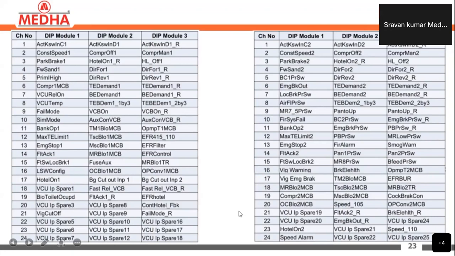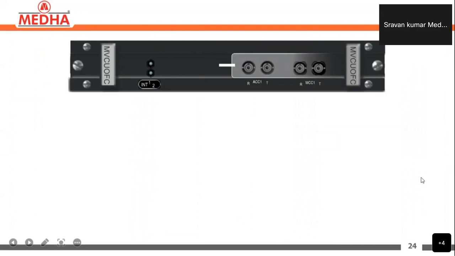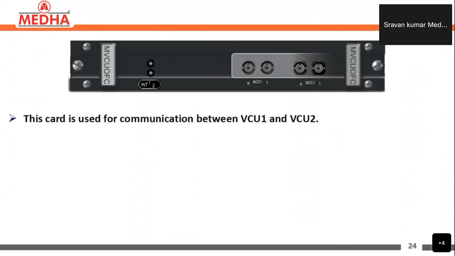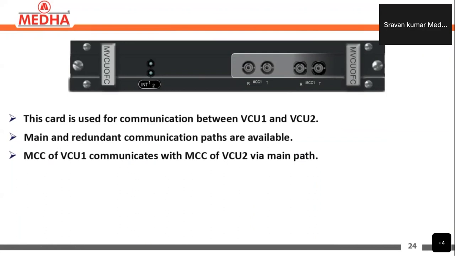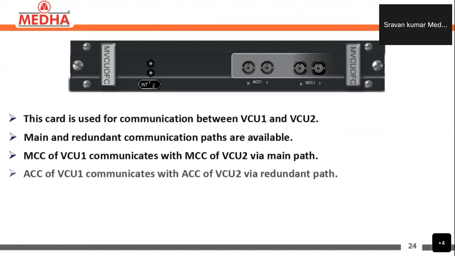Next, coming to the OFC card. This card is used for the communication between the VCU1 and VCU2 here. The vehicle control unit, we have the VCU1 and VCU2. In between, the communication is done through the OFC card here. The main and redundant communication paths are available in the OFC card here. So the MCC of VCU1, the main control card of VCU1, communicates with the MCC of VCU2 via the main path. And the auxiliary control card of VCU1 communicates with the auxiliary control card of VCU2 under the redundant path. So that is about the OFC card.